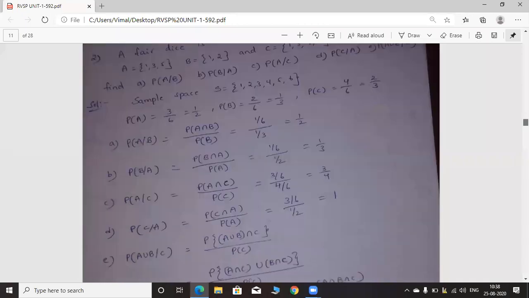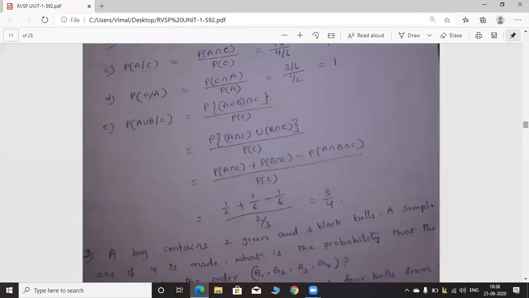Probability of A intersection B intersection C can be written as 1 by 6 only. Plus 1 by 6 minus 1 by 6 will cancel each other. You will get 1 by 2 by 2 by 3.